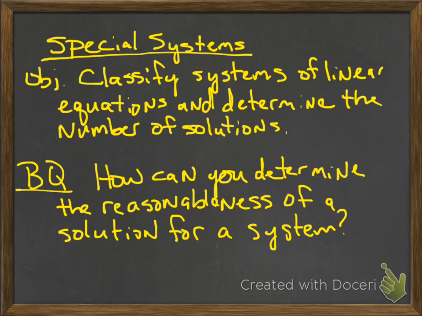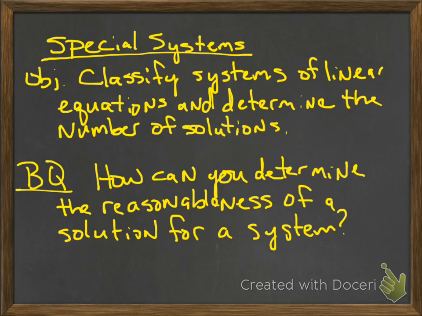All right, so I'm looking at this one and I'm calling this special systems, but really this is about classifying systems and the reasonableness of systems. Our objective here is to classify systems of linear equations and determine the number of solutions. Your big question is, how can you determine the reasonableness of a solution for a system? How can you reason that the answer that is given, or that you got, would fit the situation or make sense? Does it sound reasonable that that's the right answer?